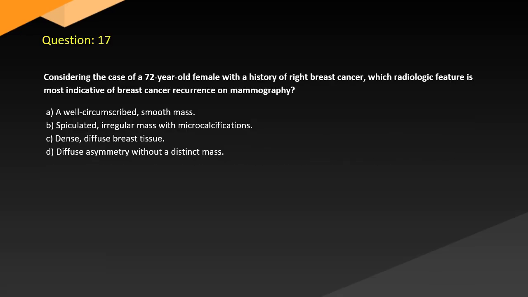Question 17. Considering the case of a 72-year-old female with a history of right breast cancer, which radiologic feature is most indicative of breast cancer recurrence on mammography? A. Well-circumscribed, smooth mass. B. Spiculated, irregular mass with microcalcifications. C. Dense, diffuse breast tissue. D. Diffuse asymmetry without a distinct mass.